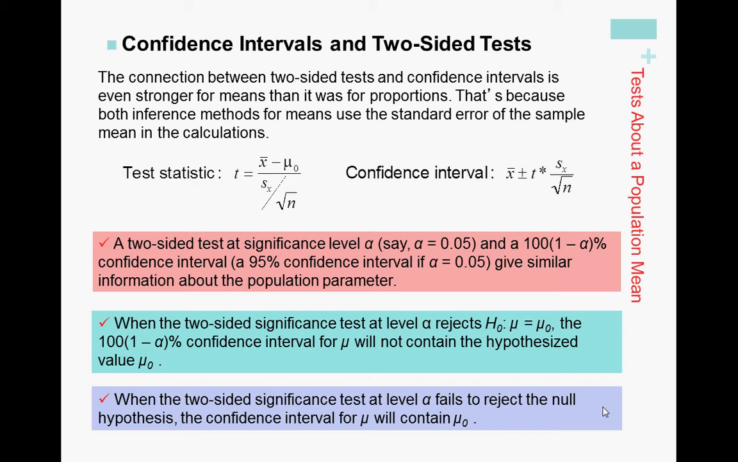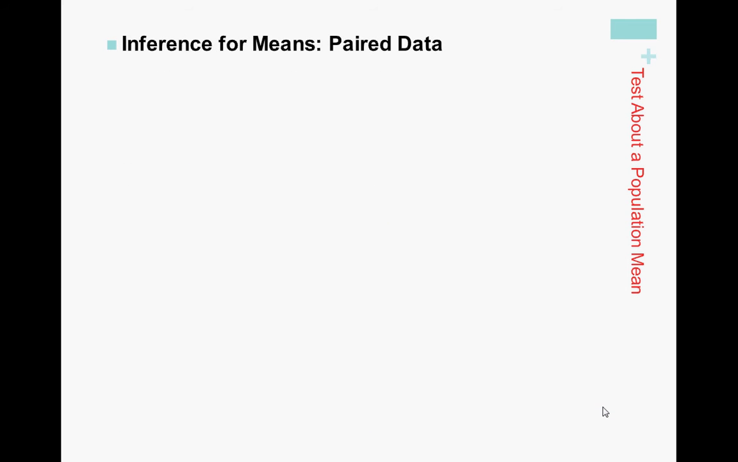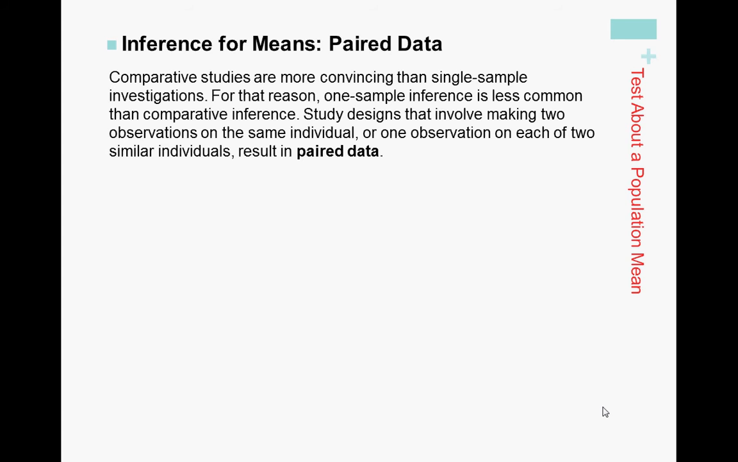Okay, we often are going to want to compare. That's often what they do in statistics because they're wanting to know how does the old compare to the new, things like that. So paired data. Comparative studies are often more convincing than single sample investigations. For that reason, one sample inference is less common than comparative inference. Study designs that involve making two observations on the same individual or one observation on each of two similar individuals result in paired data.